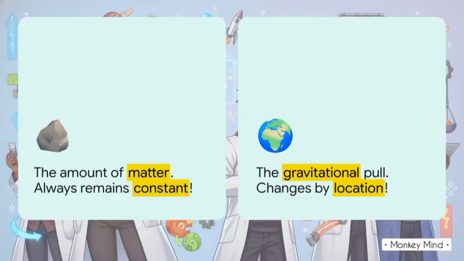Here is the golden rule you have to memorize. Mass is the actual amount of physical matter in an object. It's measured in kilograms or grams, and it absolutely never changes, no matter where you are in the entire universe. Weight, however, is a force. Specifically, it's the Earth's gravitational pull on that object. Because it's a force, weight is measured in newtons. And here's the kicker. Because gravity changes depending on where you are, your weight actually varies by location.